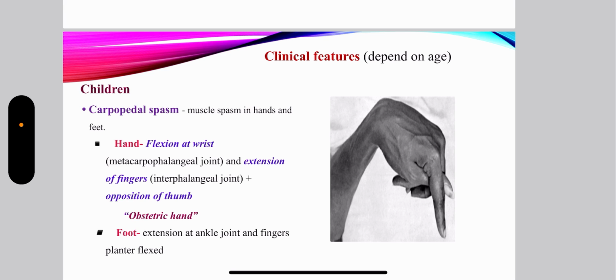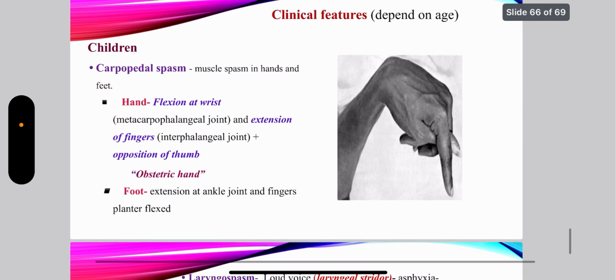So we'll see that there is flexion at the level of the wrist, that is at the metacarpophalangeal joint, and extension of fingers, that is at the interphalangeal joint, along with opposition of the thumb. Again, I'm repeating, I talked in the previous lecture also, obstetrician's hand. It gives a peculiar shape to the hand. If we talk about the foot, there is extension at the ankle joints and flexion at the level of the fingers. So the fingers get plantar flexed, with extension at the ankle joints.